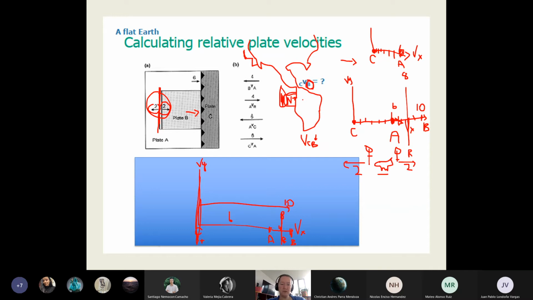Ok, con todo eso ustedes pueden hacer el problema número 1. Ok, con más de 2, o sea, con una intersección de varias placas, eso se puede confundir. Miren, tenemos 2 triple junctions aquí. ¿Cómo se llama un triple junction en español?